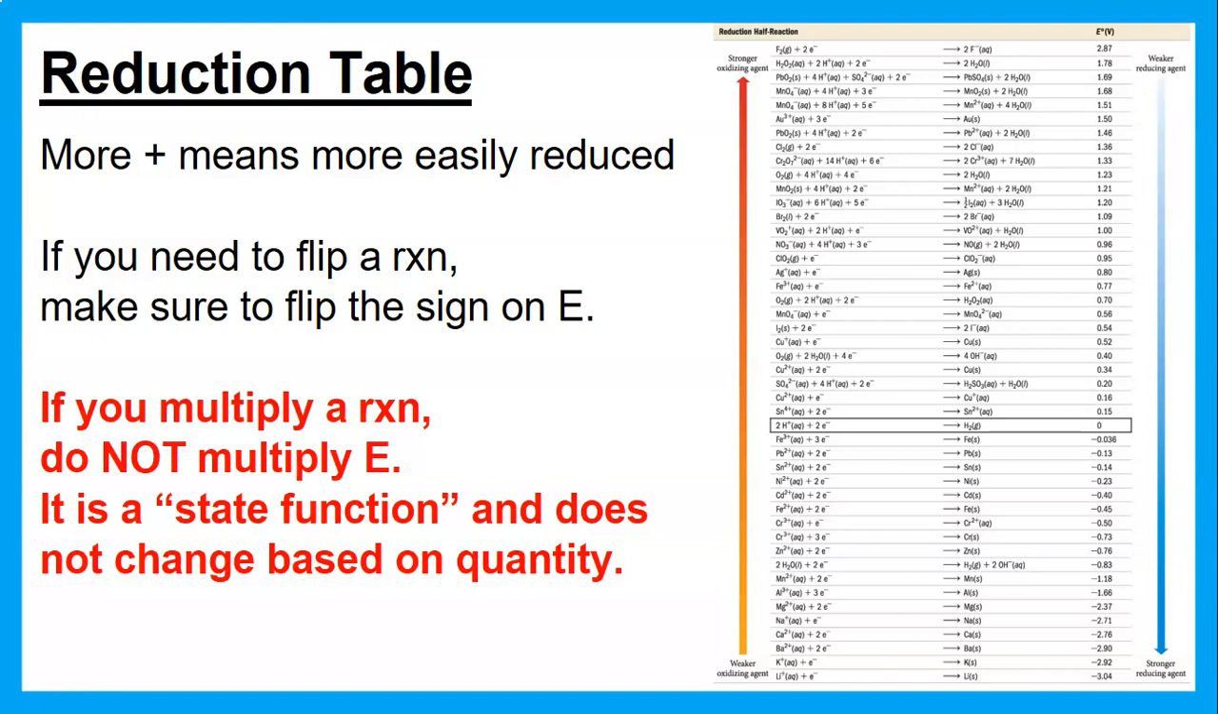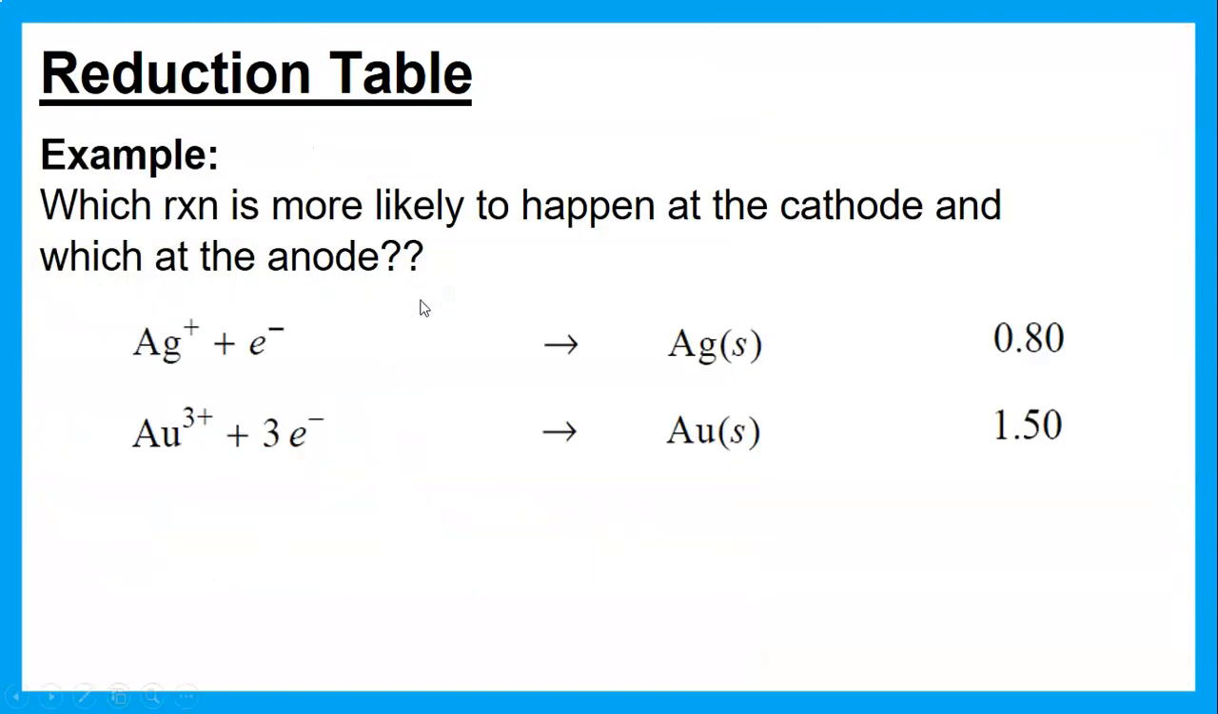So they love to get people on that. Do not multiply these E values. So let's look here. Let's say that we have a cell that has silver and gold, and we want to know which thing's going to be oxidized, which things will be reduced, which one's the cathode, which one's the anode. We look at our chart and we find these two reactions.